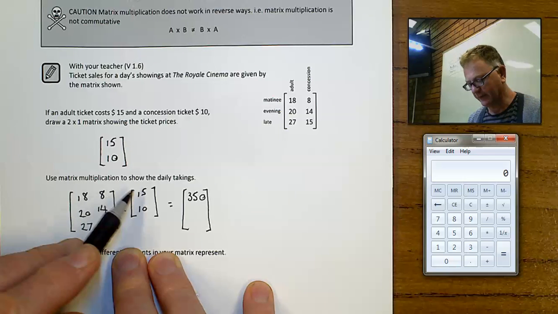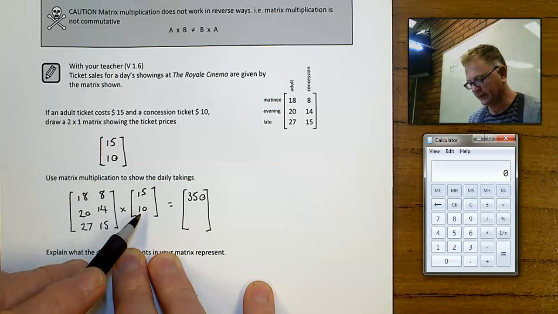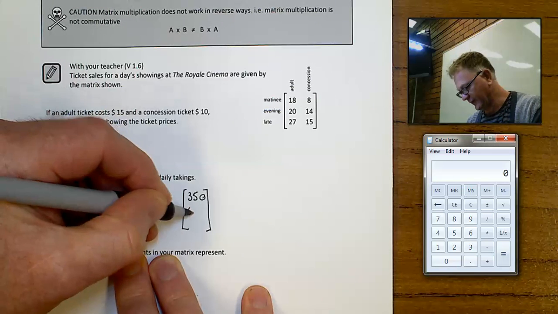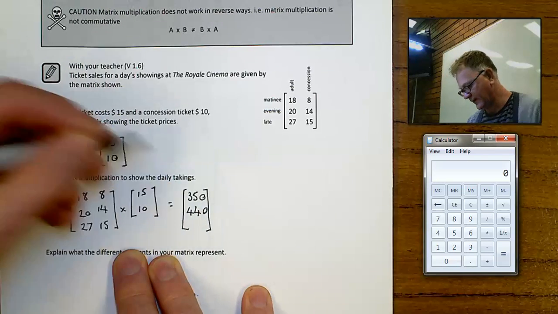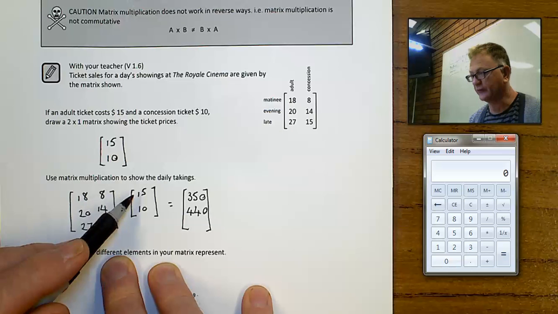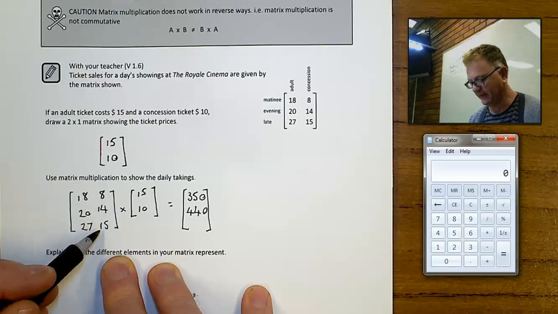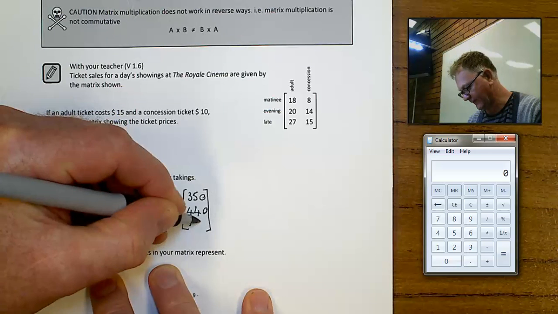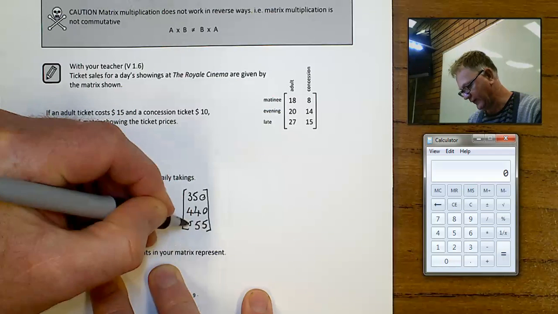20 times 15 plus 14 by 10. That gives you 440. And 27 times 15 plus 15 by 10 gives you 555. Well, that's our final matrix.